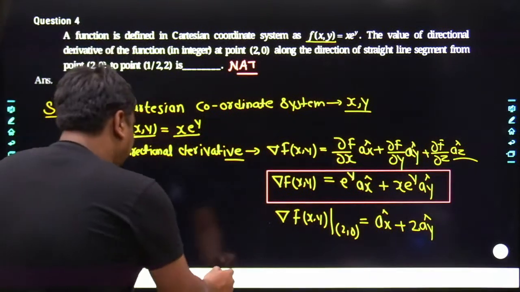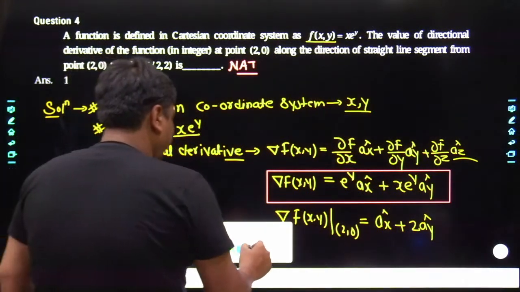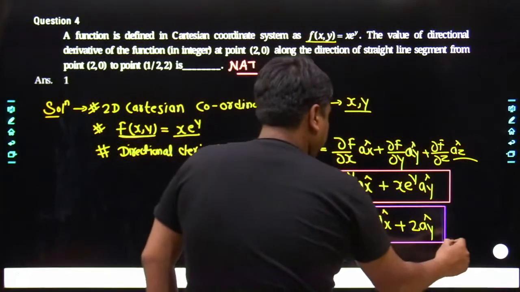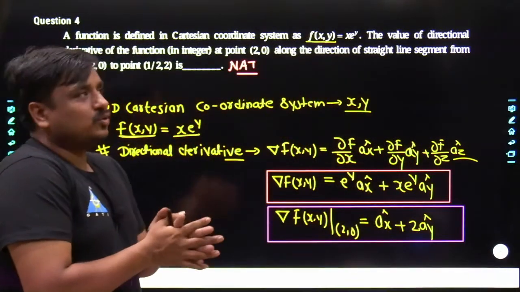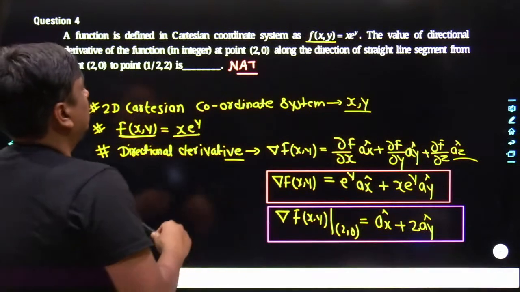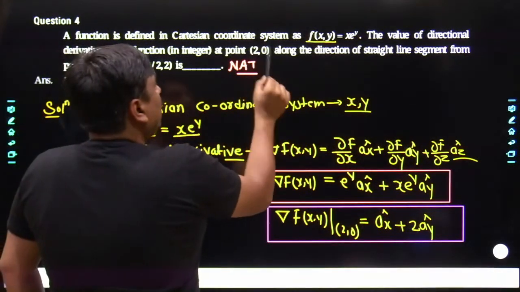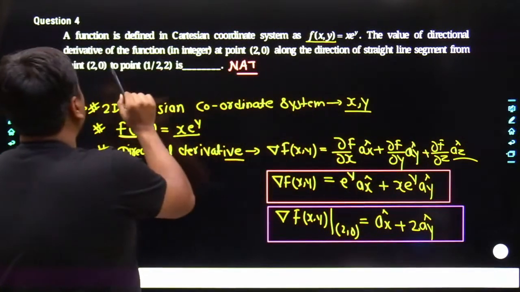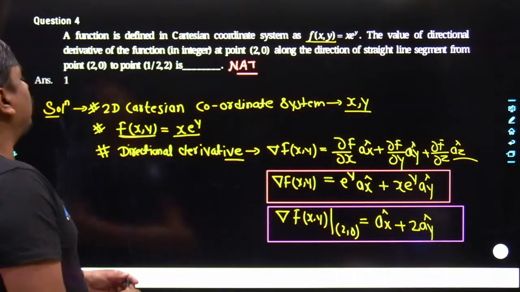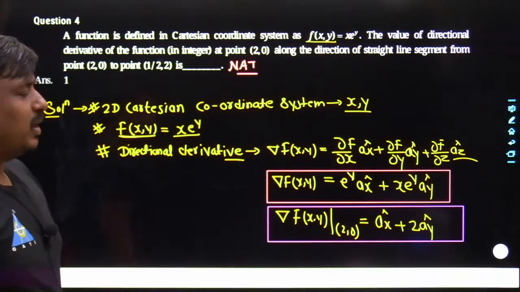And obviously it is a vector function. Now, one twist we had in this problem. See what it was: at the point 2, 0, along the direction of a straight line segment from the point 2, 0 to the point 1 by 2, 2.